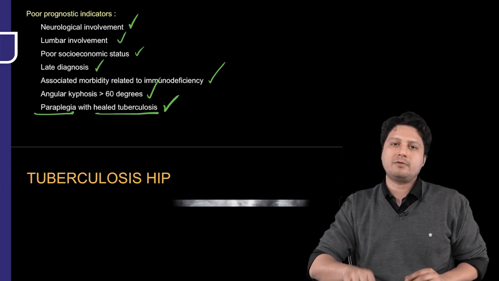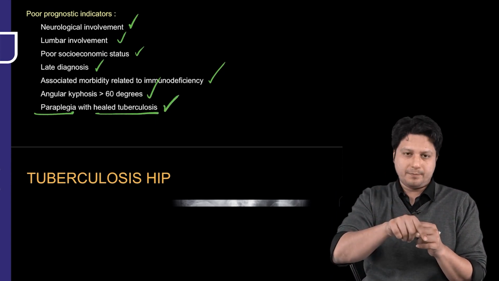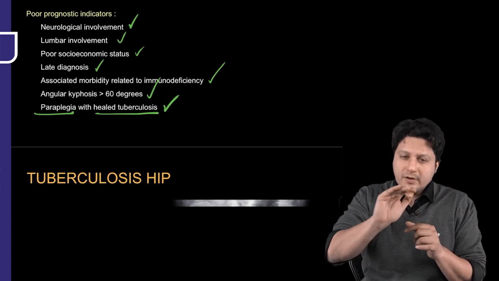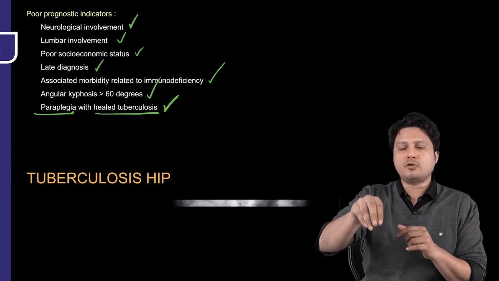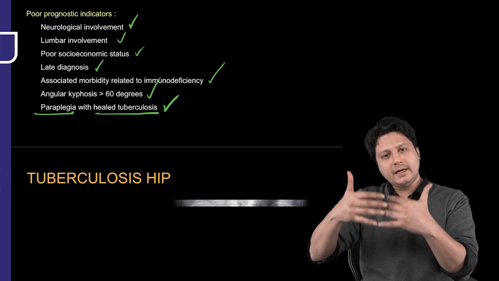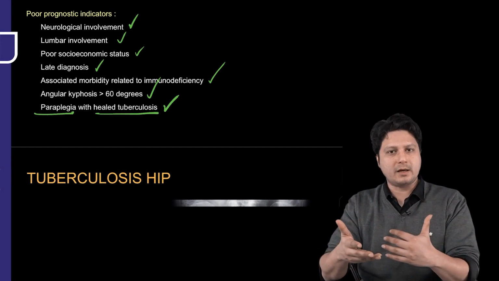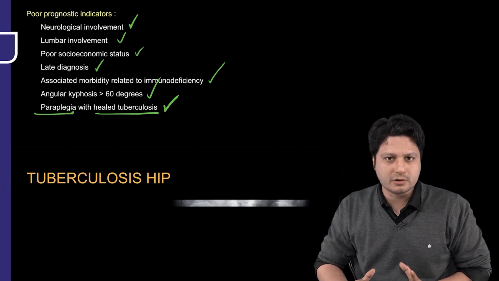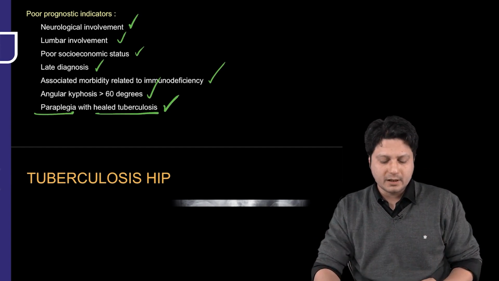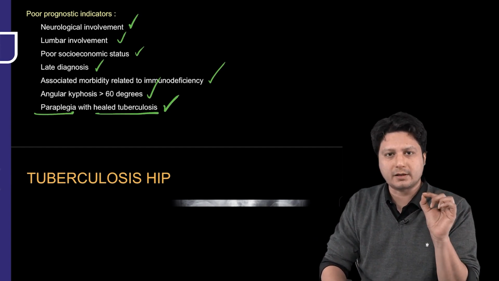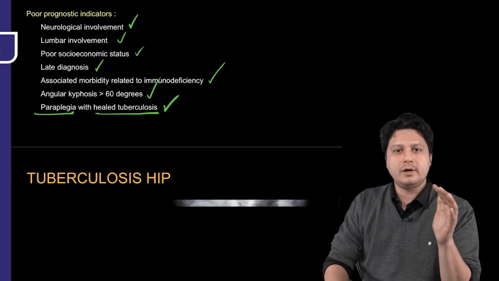Imagine if the patient is coming to you with paraplegia or neurological involvement with active tuberculosis. There is always a hope that if you treat this tuberculosis, then over a period of time there could be improvement in the neurological functions also. So these are considered to be the poor prognostic factors for spine involvement. So hopefully everything is clear.